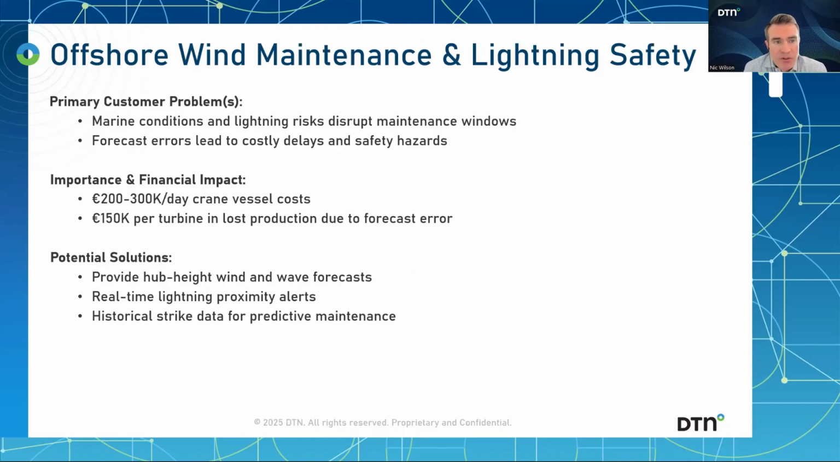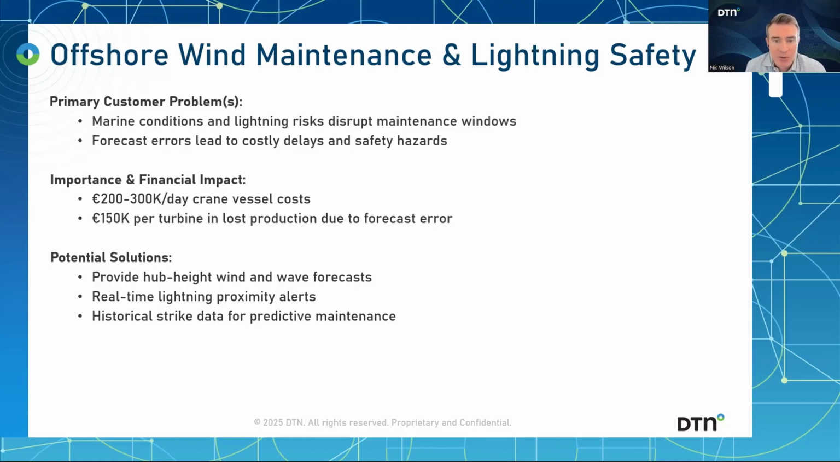When we talk about offshore wind maintenance and lightning safety, you know, emphasized at the beginning, there's now 30 gigawatts of installed offshore wind capacity. These turbines are massive. They've got blade tips all the way up to near 300 meters now. And most importantly, 50 kilometers offshore. Europe is leading the world in offshore wind, but that leadership creates operational complexity.